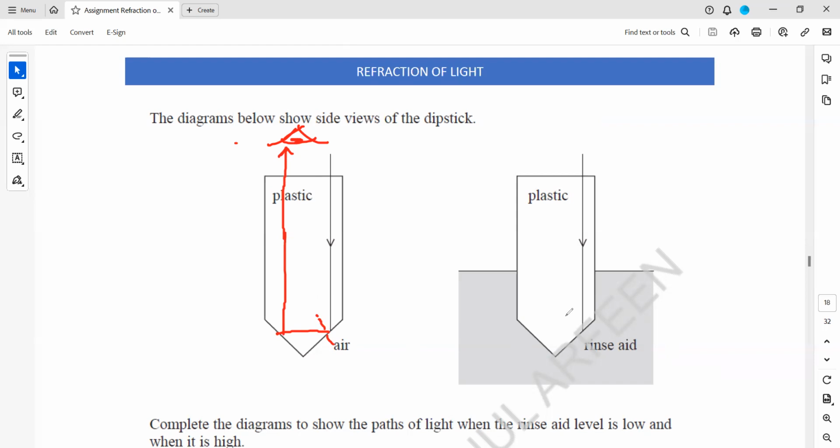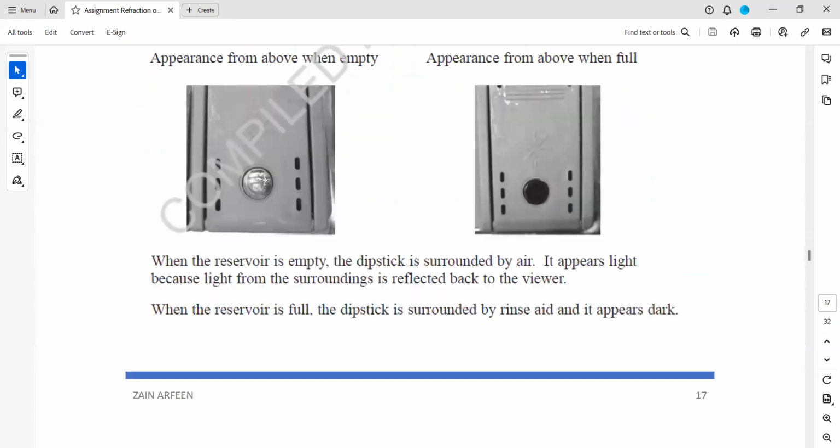But in this case, when the light is moving from plastic to rinse aid, when it is filled with rinse aid, refraction will happen, but it will not undergo total reflection. As a result, no light returns back to us, so it will appear dark. And here it will appear bright. Is it clear, the two figures? Why does one appear brighter, and why in the other are we able to see the light?